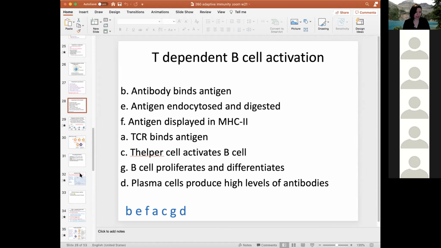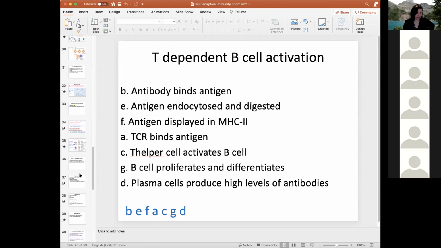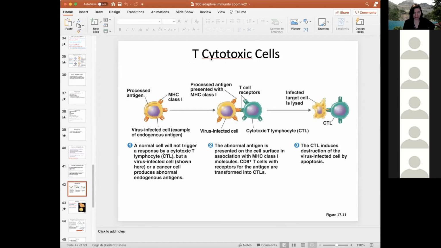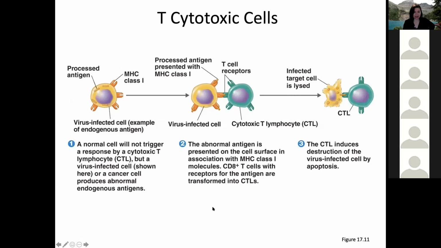Let's scooch on down to the next one that Sabrina asked about, which is how do T cytotoxics work? So they are scanning body cells. And for example, here's a body cell that's been infected with a virus. Endogenous antigens, everything that's made in-house, is displayed every day on these MHC1s.